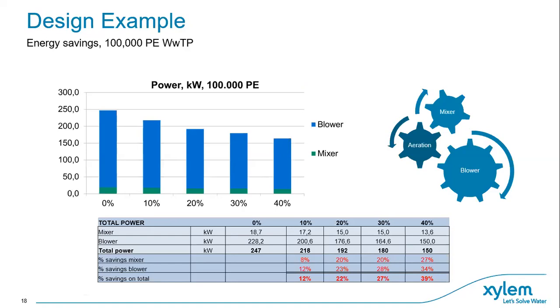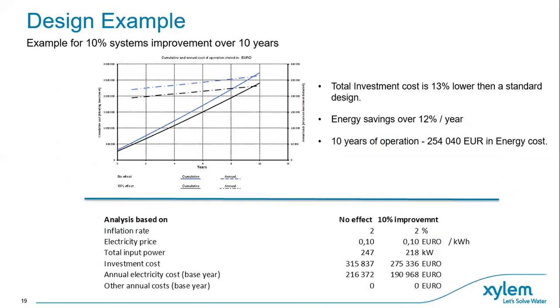Looking at the energy saving for the same size of plant, it's a 100,000 people equivalent wastewater treatment plant. By doing savings of 10, 20, 30, 40%, we can go from 12 to 39% energy saving. So that's quite a lot as well. So optimizing reduces capital cost and increases efficiency. So this is showing the savings over 10 years, life cycle cost.